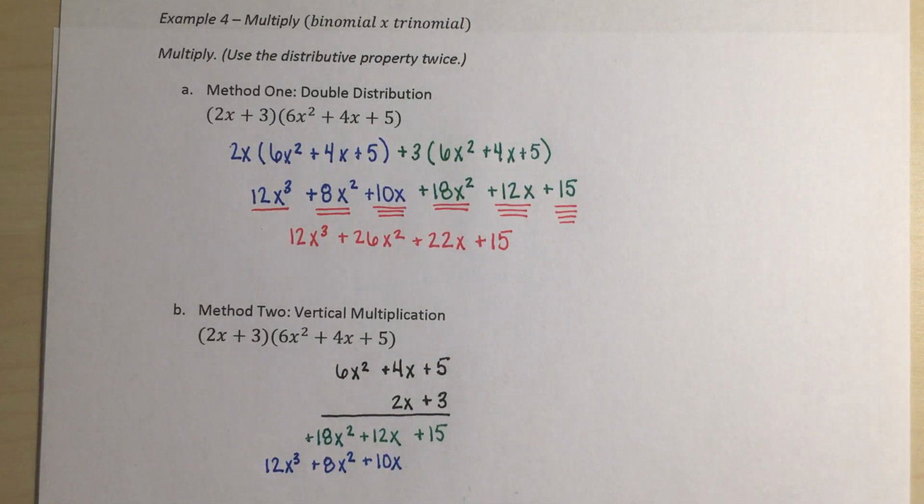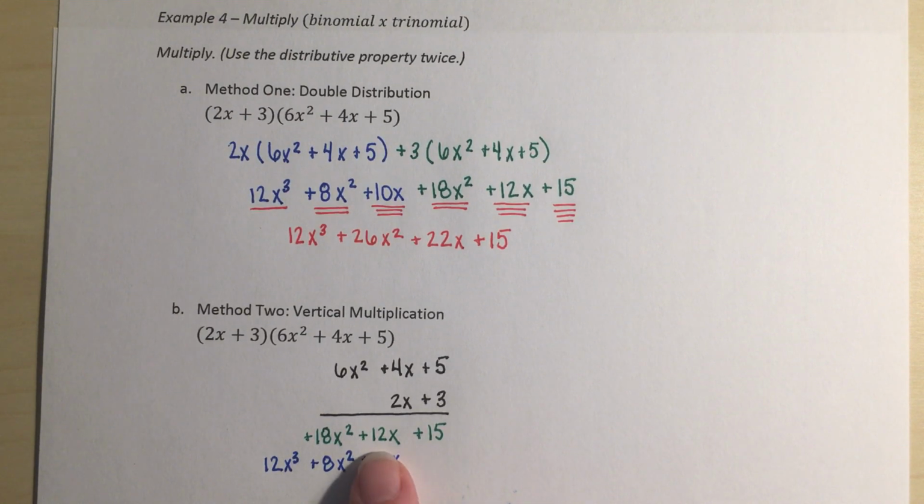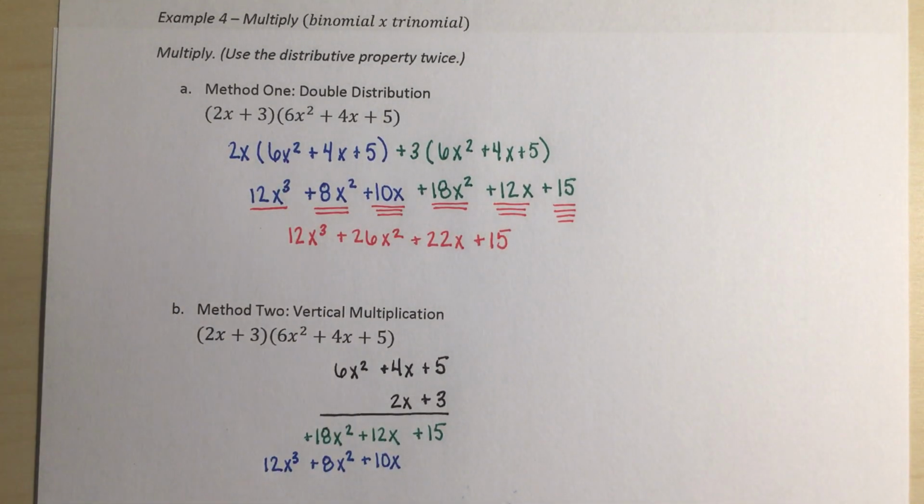The nice thing about doing this, and I just kind of did it automatically without mentioning why, notice that I lined up all of my like terms in this second product. So I didn't have anything that was a plain number that went with that, so I started my 10x underneath my 12x. And then my 8x squared I put underneath my 18x squared. So the nice thing about these, instead of searching through a long list of terms looking for like terms, we can nicely and easily line up our like terms as we go.